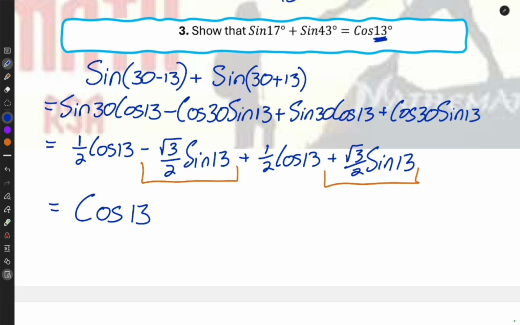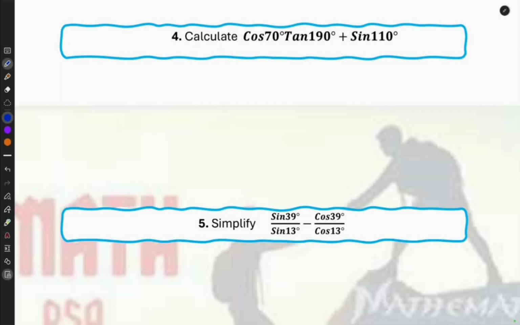So remember, this is not a prove that, so I don't need to write left-hand equals right-hand, but if you feel more comfortable, you won't lose a mark if you write it. This question would be 4 or 5 marks. I'd give a mark for identifying the 30 and the 13, for expanding both compounds, then for simplifying, and then for getting your final answer. Question 4, calculate cos 70 tan 190 plus sine 110 without a calculator.